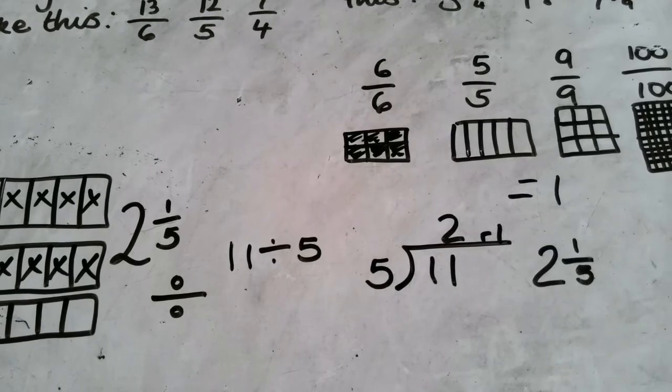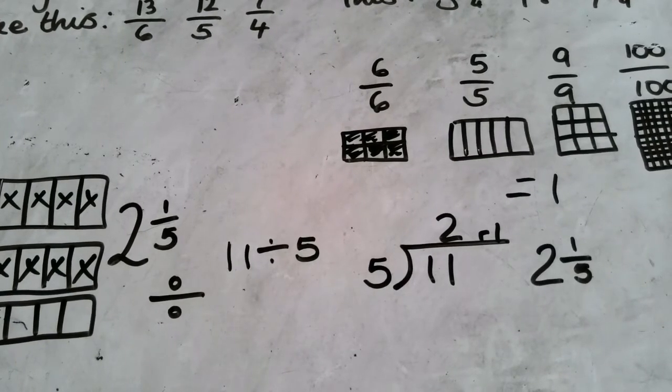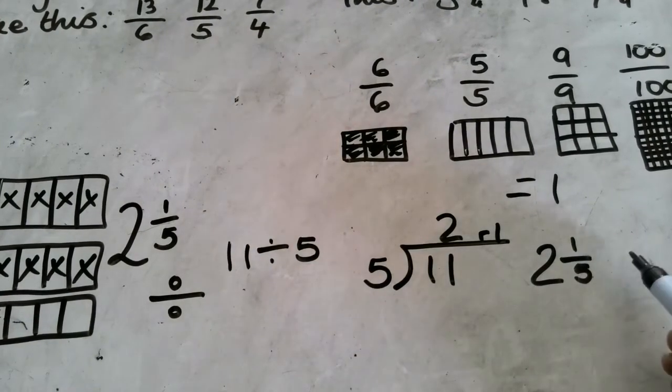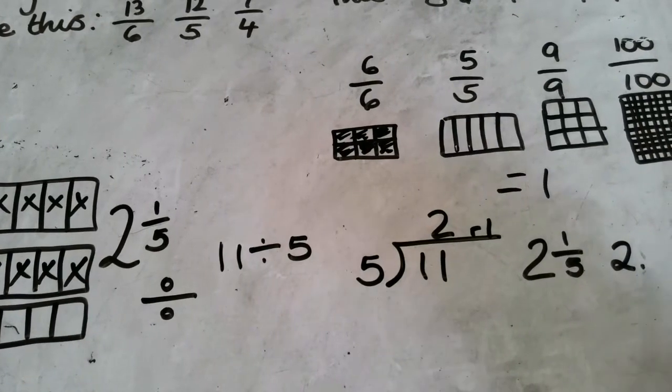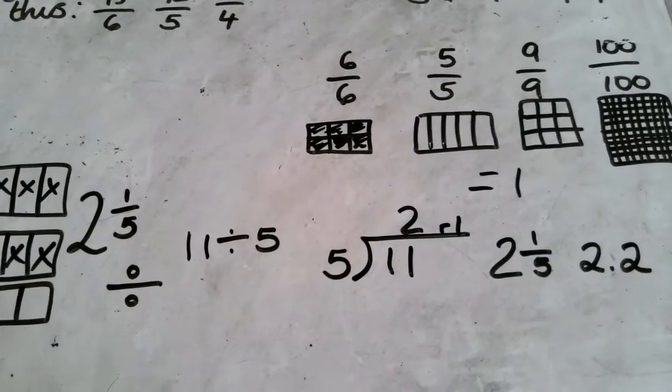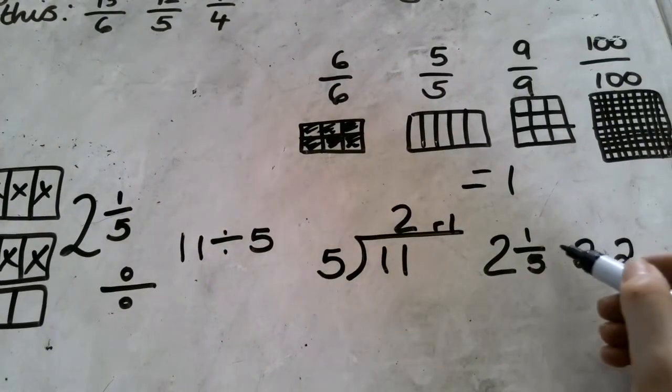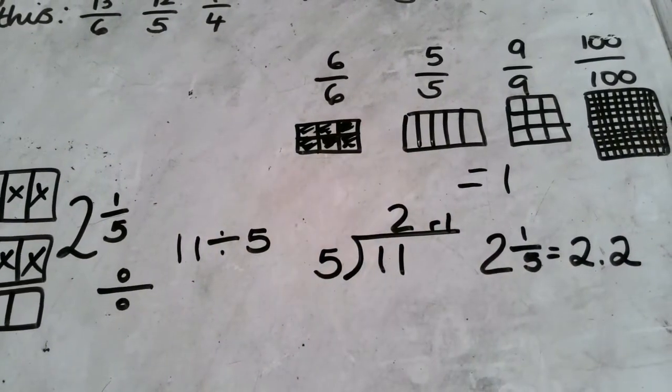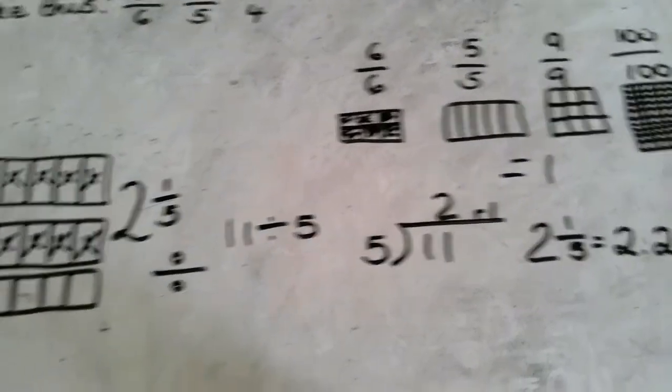Now we could write this as a decimal as an extra challenge, and the extra challenge would mean that our answer would be 2.2. And that's for some of you today. That's your extra challenge, is to see if you can convert any of these into decimals. Okay, let's go to our next question.